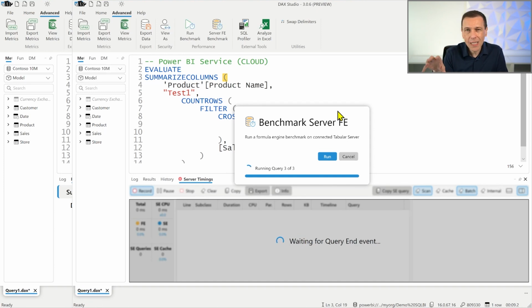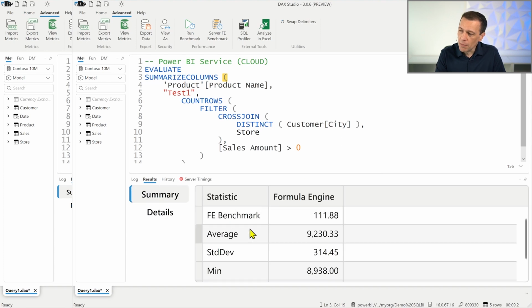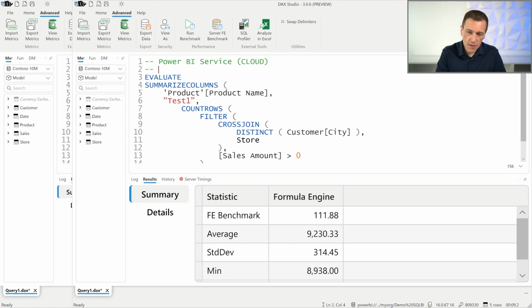And so there could be a different result in the storage engine. But when I have a slow query for the formula engine, that is more predictable. So let's take a look. The number we have is 111. So I write the number here. So the index is 111.88.